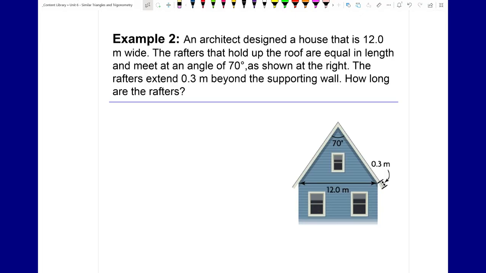This one's going to take a little bit of prior knowledge, but I'm going to just draw the triangle separately, without all the creative parts of it, just so we have the bare bones. So we have 70 and we have 12 meters. And we're looking for the length of one of the rafters. I'm not going to worry about the 0.3 because that is this little extension off at the end. So whatever I find for X, I'm going to add 0.3 to it. So I'm not worried about that portion right now. I'm only focusing on this part of the house.